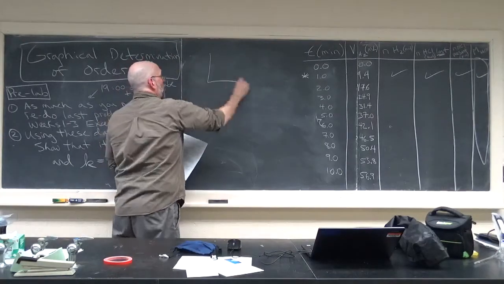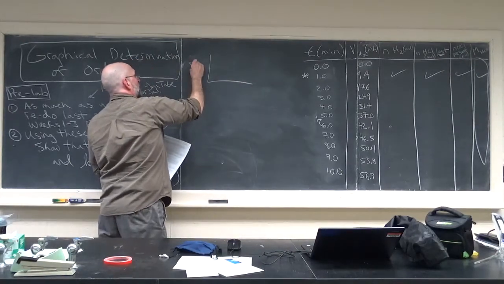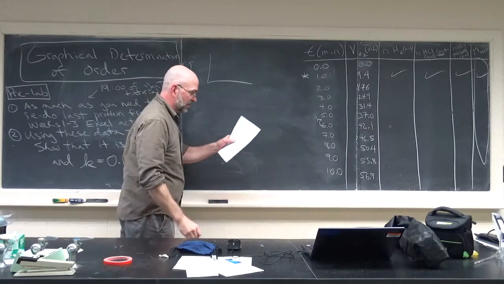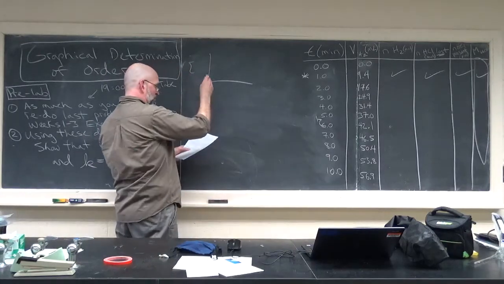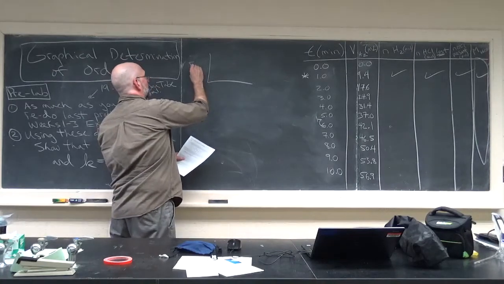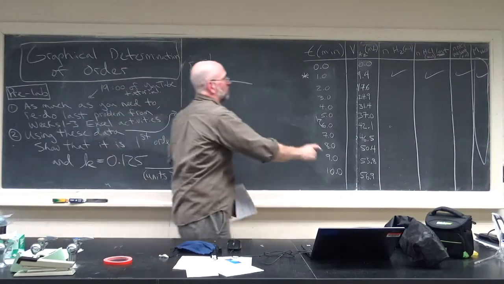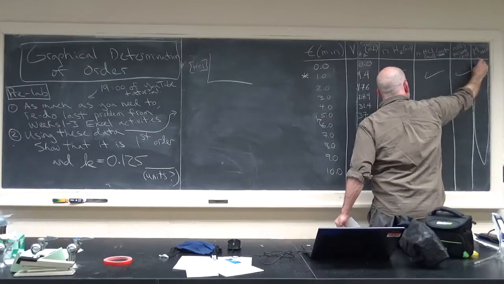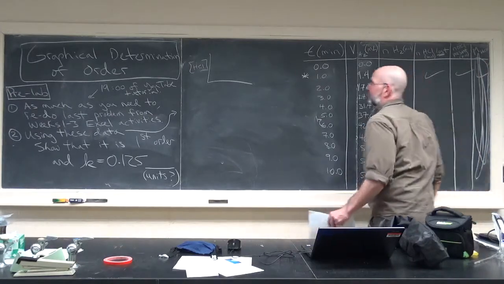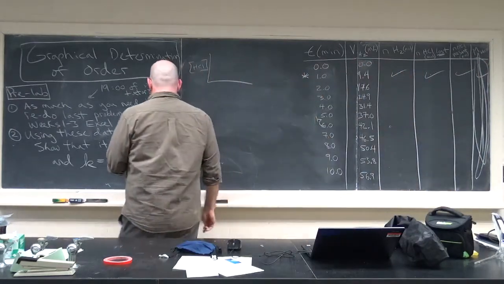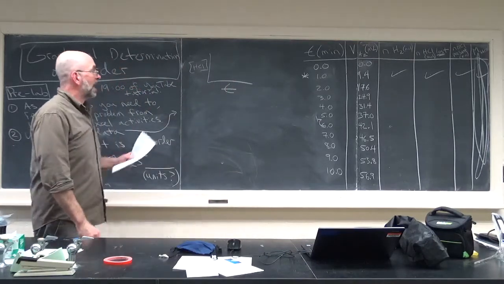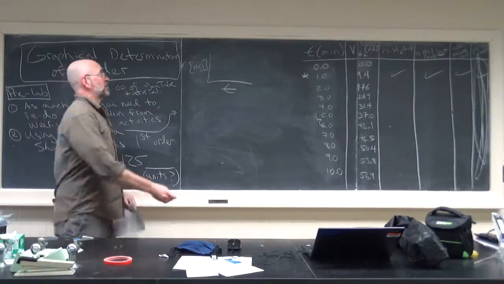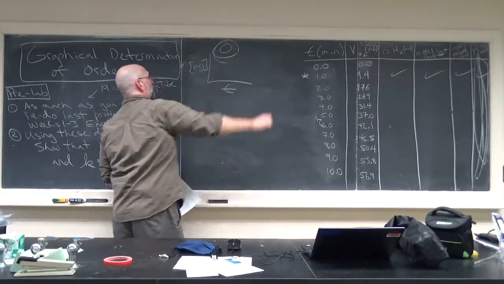So for zero order, you graph, well, these are just using generic symbols. So what are you using? Well, you're going to put the concentration of HCl, this column, versus time. And see if that's linear. That's for zeroth order.